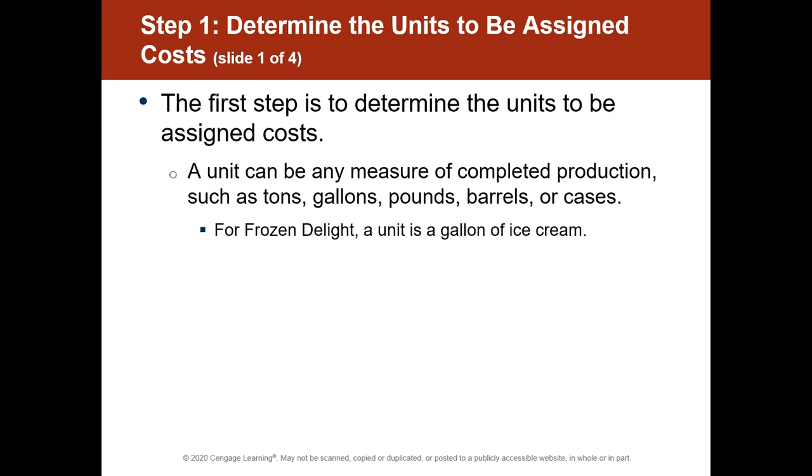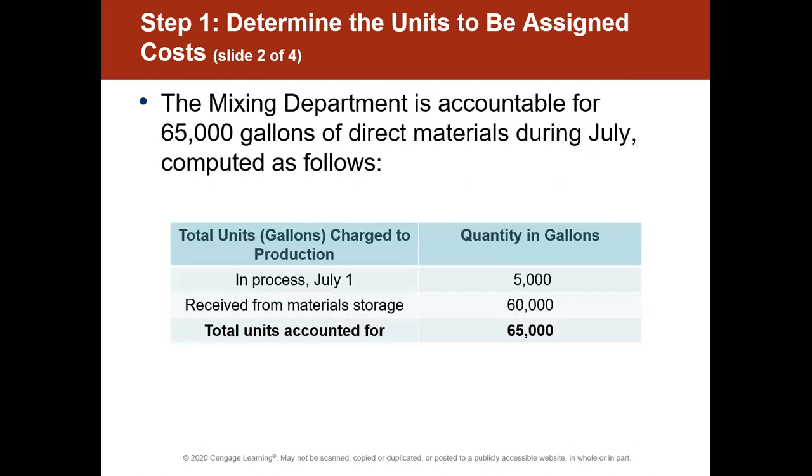All right. So there it tells us for Frozen Delight, a unit is a gallon of ice cream. The mixing department is accountable for 65,000 gallons of direct materials during July. How do they compute that? Well, they had 5,000 gallons at the beginning of the month and received 60,000 from materials. So they have to account for that, right? And really all they're going to account for is how much of it they moved on to the next department and how much of it is still in process at the end of this month, okay?